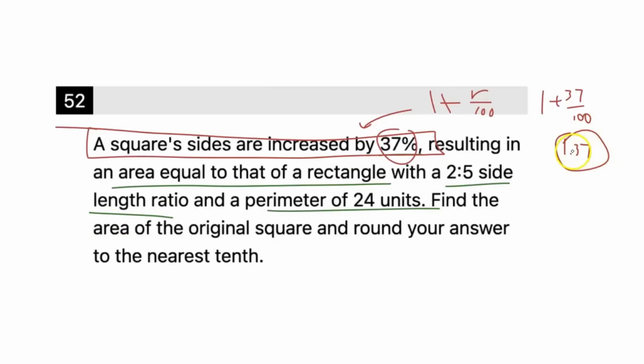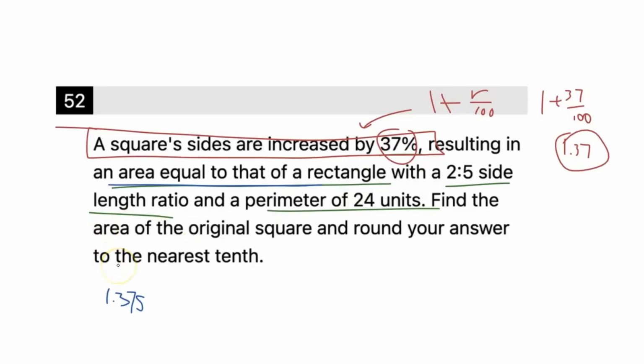So we can apply the scale factor to the side length of the square to find the length of the new side. So let's say we represent the original square side as s, right? And so then we can just apply this 1.37 to the front as the coefficient, and now we have the new side length of our new square, right? But the problem says in the next part, resulting in an area that is equal to that of a rectangle. So the area of the new square is equal to the rectangle's area.